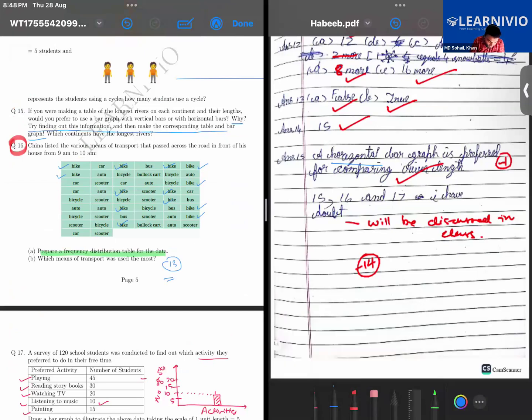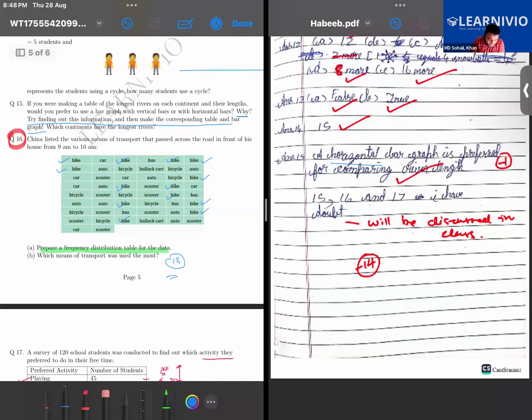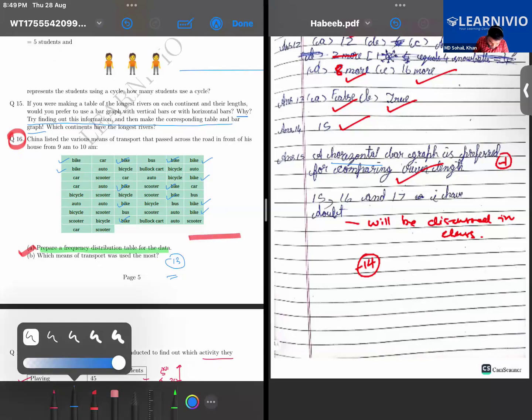Now you guys look at question number 16. See, it says to prepare a frequency distribution table for the data given to us here. So how does a frequency distribution table look like? How do we draw it? Let's understand.